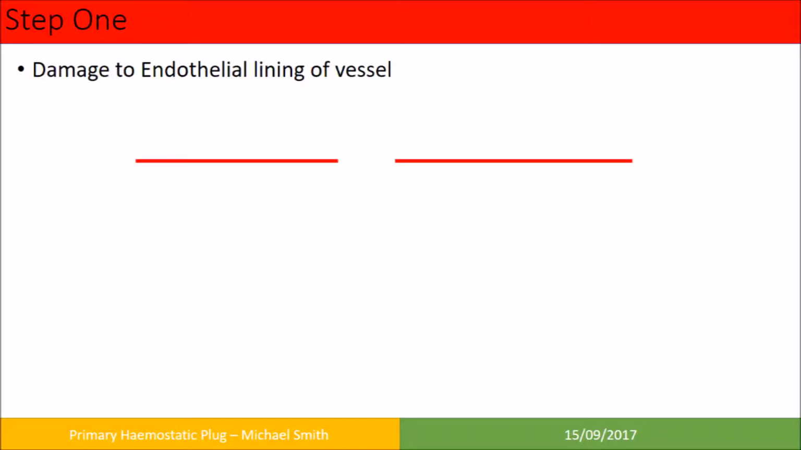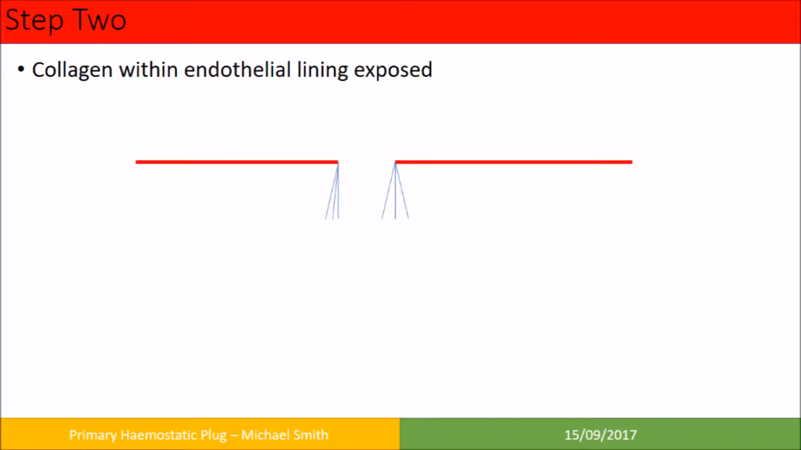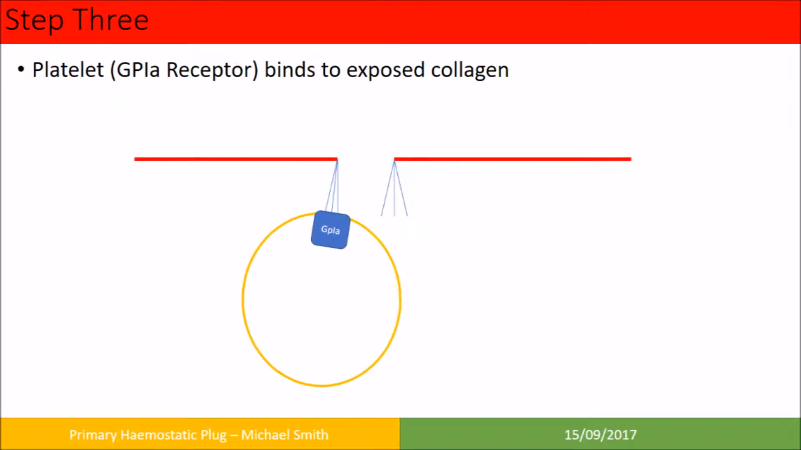So step 1 involves damage to the endothelial lining of a vessel. The red line represents the wall of the blood vessel, and then we've poked a hole in it through, it could be a knife or anything that damages a blood vessel. Then our second step involves collagen, which is held within the endothelial lining, becoming exposed, and therefore the blood is able to run past the collagen, and things inside the blood are exposed to this collagen.